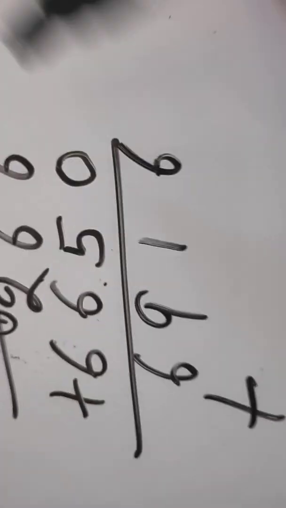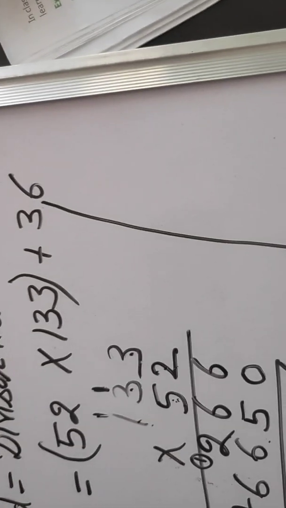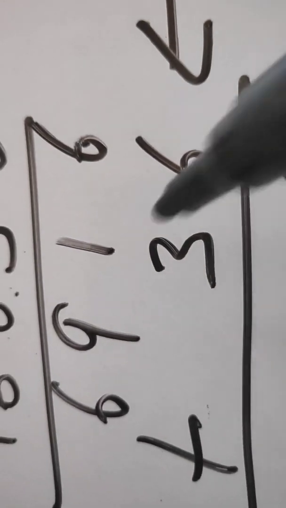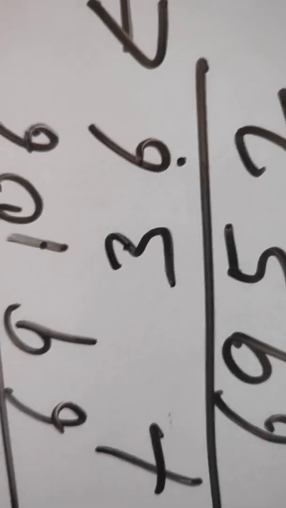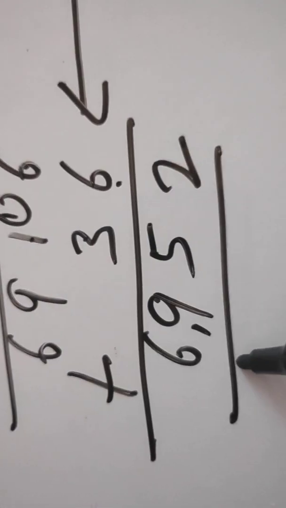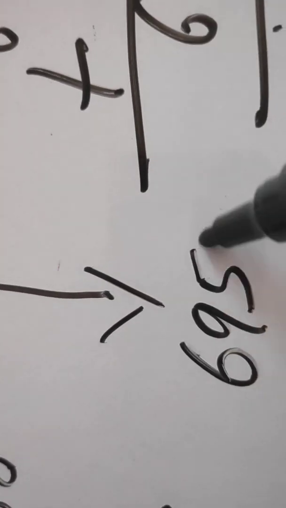One more step left. Now we have to add this remainder here. And what is the remainder? 36. So 36 we will write here under this and add it. 6 plus 6 12. 3 1 4 and 1 carry. 5 9 6. 6952. It means when you multiplied the divisor with the quotient and added remainder, then you got the answer 6952. And same was our dividend. Dividend also was same. It means both sides are equal.